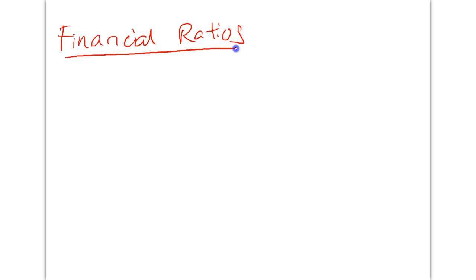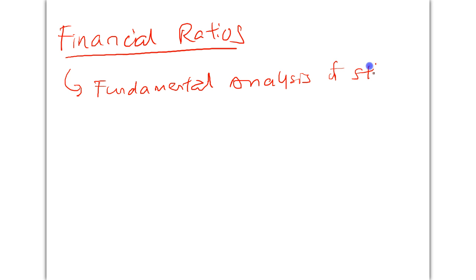Okay, we'll be going through some financial ratios now. Financial ratios are used more as a means for fundamental analysis of stocks, as opposed to just discounting cash flows like the DDM. So this is the more often used method of analyzing stocks to invest in.